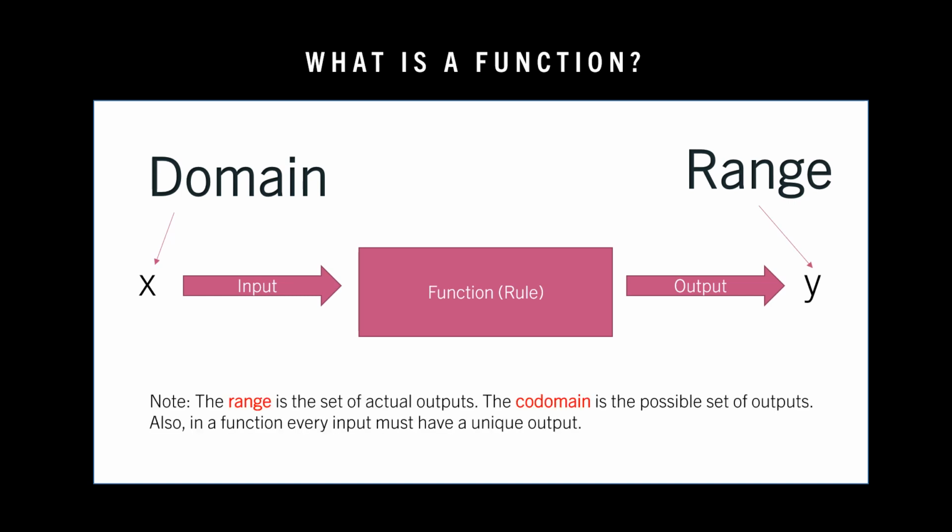Note, the range is the actual set of outputs, the y values that come out of the function, and the codomain is a set of possible outputs. Also, in a function, every input must have a unique output.